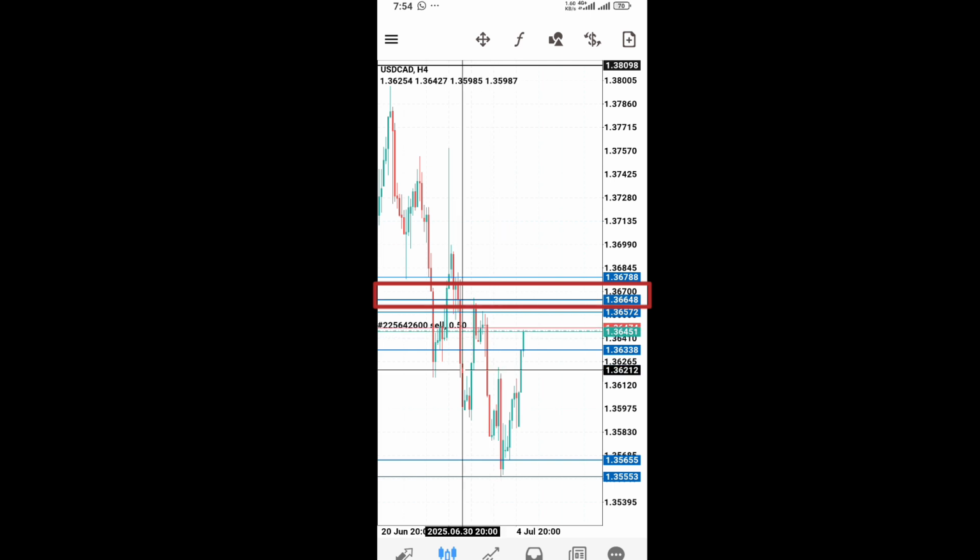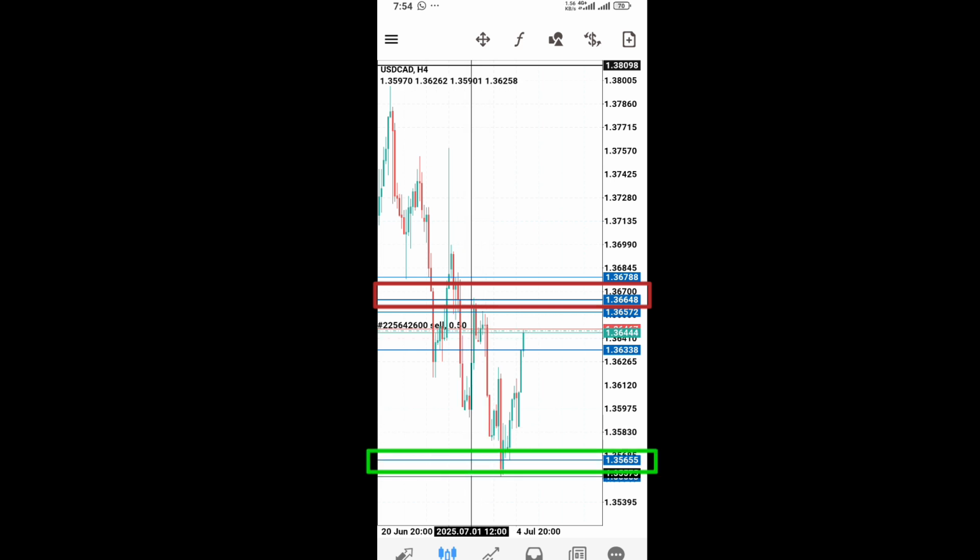Then my take profit, let's say I want to take my profits just at this low, or maybe even at this previous low, and that is 1.3560. That is where I want to take my profit. That's about 84 pips from the market price that we entered. So I will now return back to my trade.